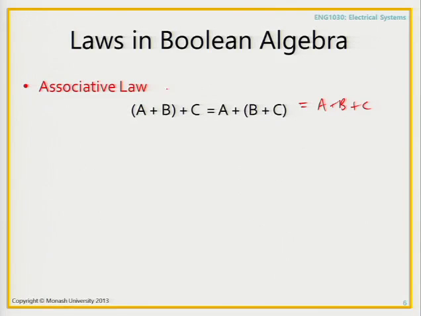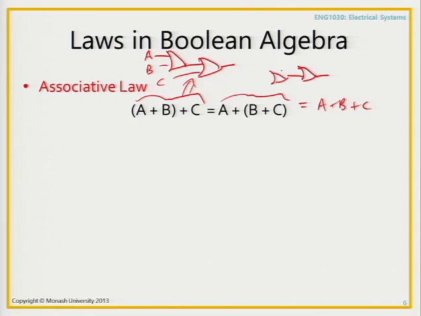So in this way, this circuit we could represent by an OR gate with A and B, and then we do another OR gate with C. And this one we represented by having the same thing, except this was B or C, and the other input was A. So these are equivalent. Okay, and this is called the associative law. We all know this one.